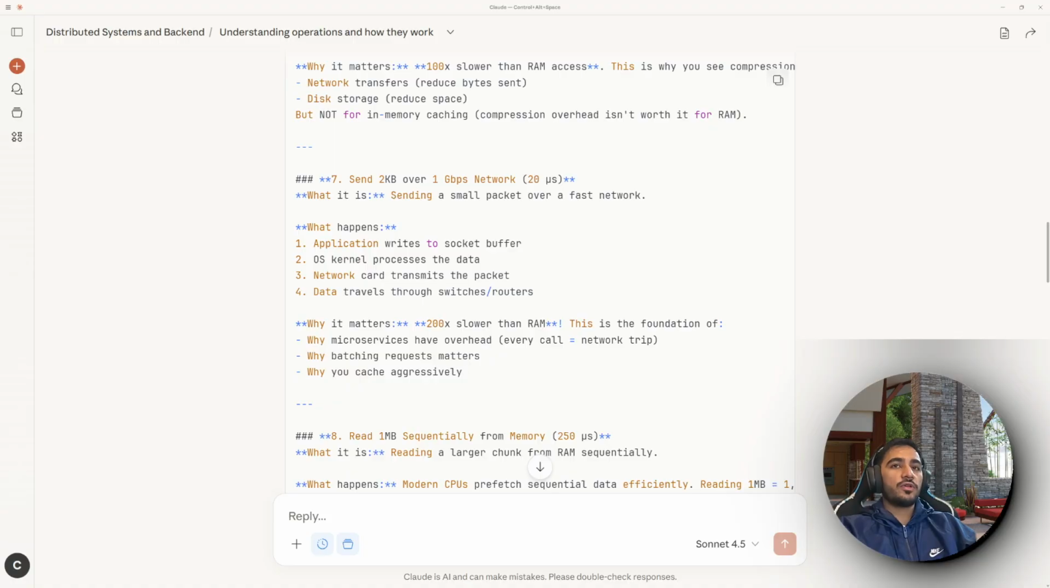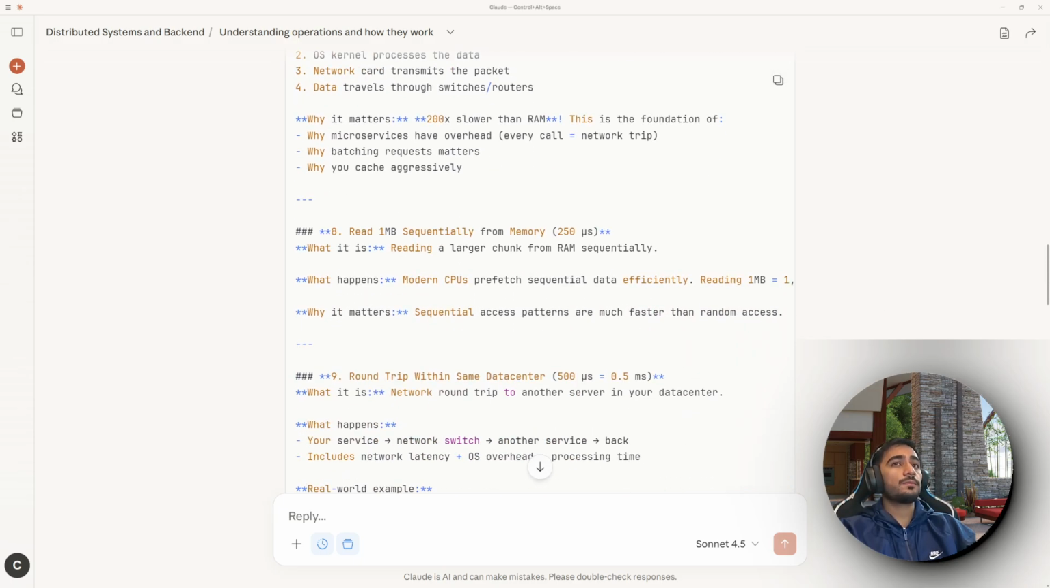This is the foundation of why microservices have overhead. Every call equals a network trip. You need to call some other microservice, you need to get the data, or you need to handle it if they do not send the data, and things like that. This is why batching requests matters, why you should cache aggressively, and why you should cache data that you know isn't going to change that often. So that is sending 2 kilobytes over a 1 Gbps network.